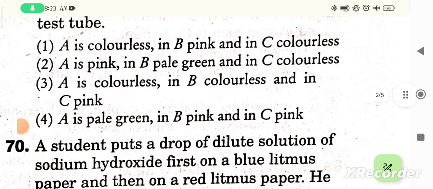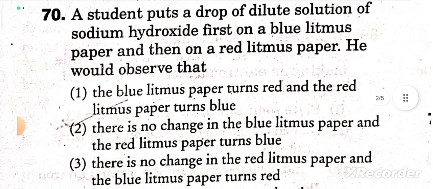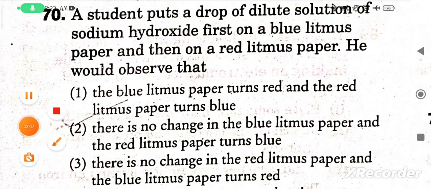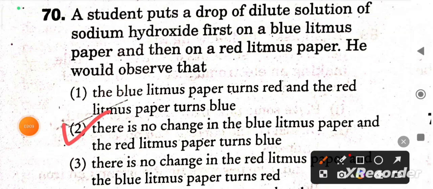Next question is, a student puts a drop of dilute solution of sodium hydroxide first on a blue litmus paper and then on a red litmus paper. He would observe that there is no change in blue litmus paper and the red litmus paper turns blue. Second one will be the correct option.